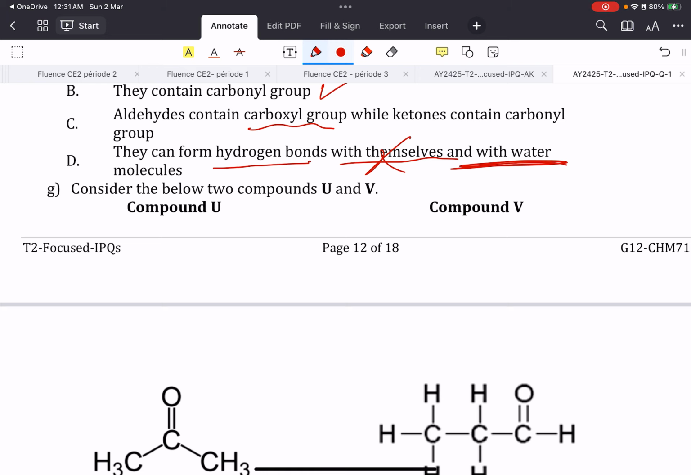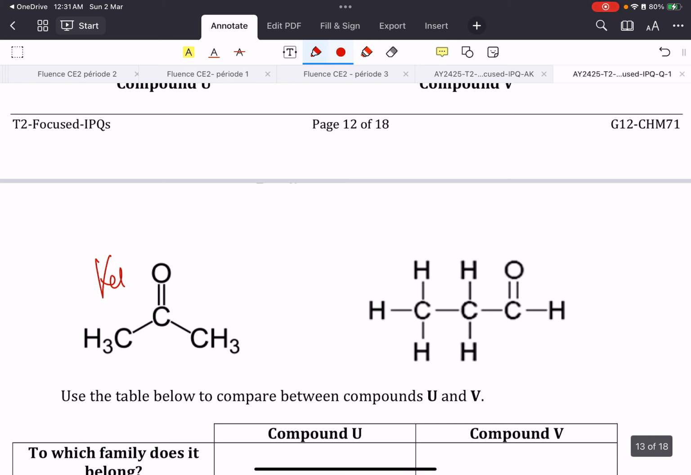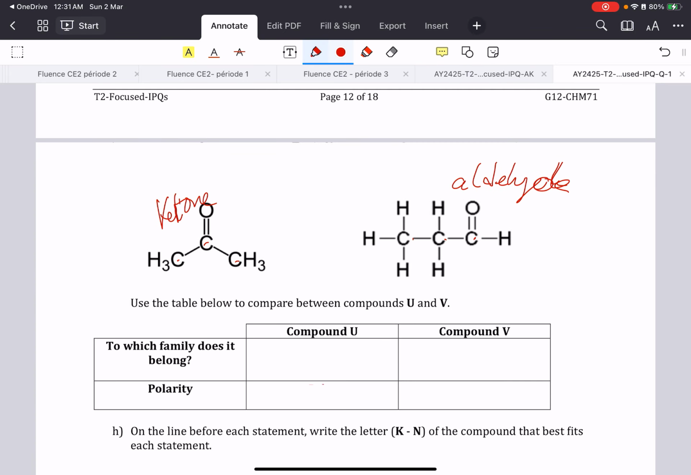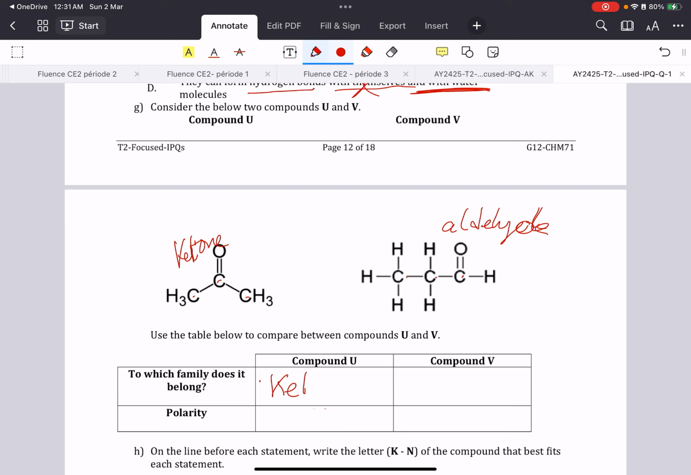Consider the below compounds U and V. Okay, again, this is a ketone, and this is an aldehyde. These are isomers because they are made up of 3 carbons each. So to which family does U belong? To ketone. To which family does V belong? To aldehyde. This is a question that came in the end of term exam last year. I am also placing on Teams previous exams, the exams of last year and a few years back. Polarity, both of them are polar.